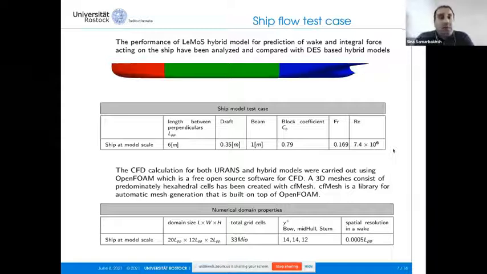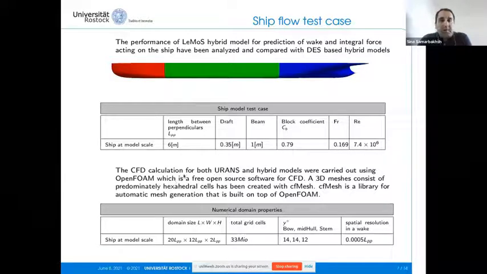Now we want to see the performance of the Lemos hybrid model for the prediction of the wake and integral forces of the ship. Here you can see some geometrical information of the ship hull. The length of the ship at model scale is 6 meters. The block coefficient is 0.79 and the Froude number is 0.169.